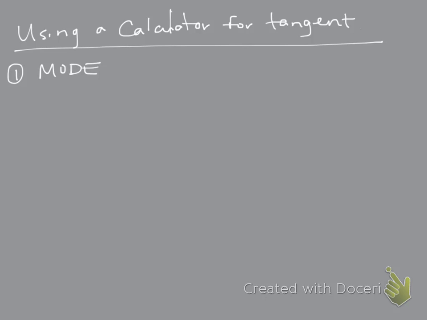In any case, most calculators start in radian mode. So go into mode, and change your mode out of radian and arrow over to degree. So that's your first step.